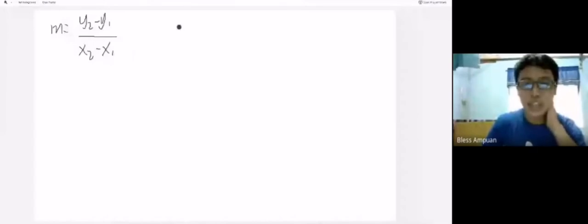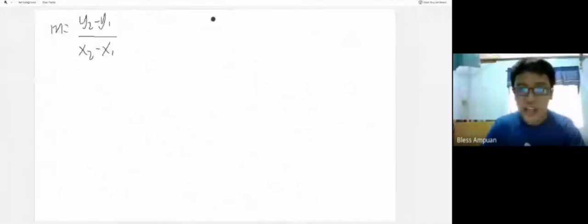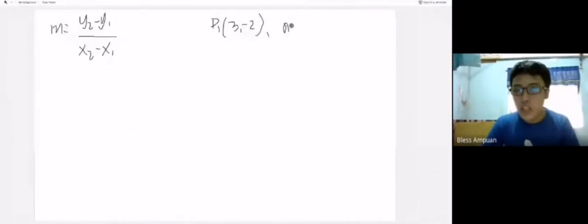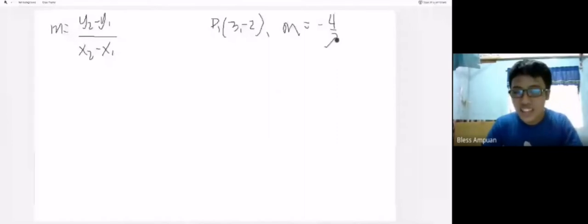So if we have a given, like in our example earlier, we have a slope of negative 4 over 3 and the point 3 and negative 2. So our first point is 3 and negative 2, and our slope is equal to negative 4 over 3. If this is our first point, 3 and negative 2, and our slope is negative 4 over 3, we are going to find the x-intercept. So what is the x-intercept, and what is the y-intercept?